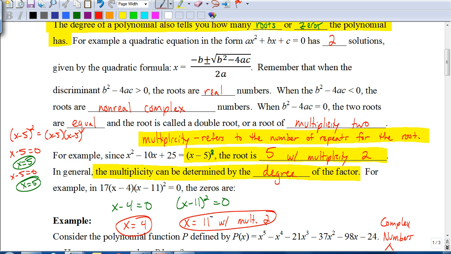So there would be your answer. One of these zeros would be 4. You could say it's a 4 with a multiplicity of 1. And then we have another 0 being 11 with a multiplicity of 2. So that's multiplicities.